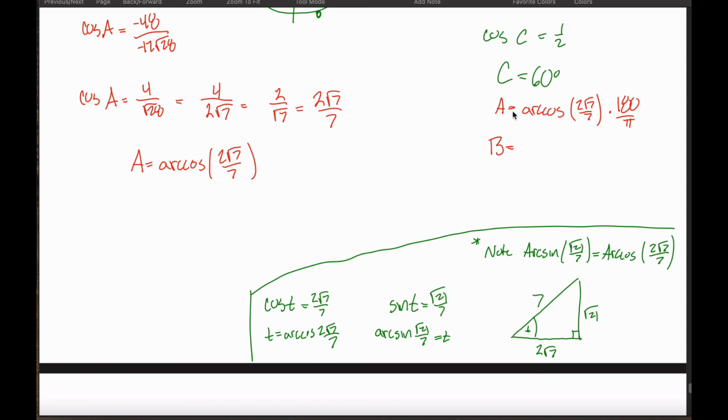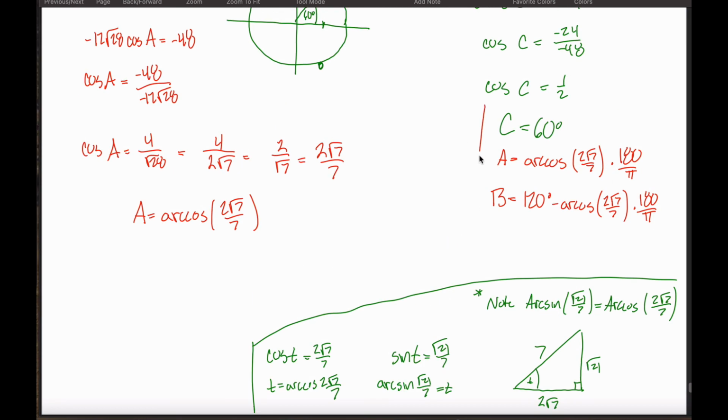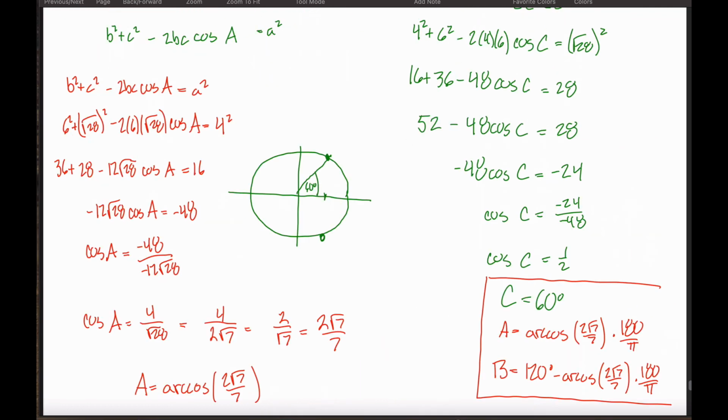However, when you have two angle measures in a triangle, you really have all three because the sum of the interior angles in a triangle is always 180 degrees. So capital B is just 180 minus 60 minus this number. In other words, 120 degrees minus the arc cosine of 2 root 7 over 7 times 180 over pi. Solving this triangle meant finding capital A, capital B, and capital C, which we now have. So we're done with this example and done with examples for this class.